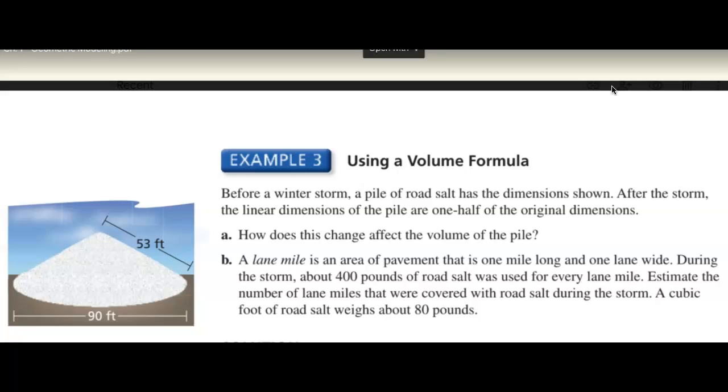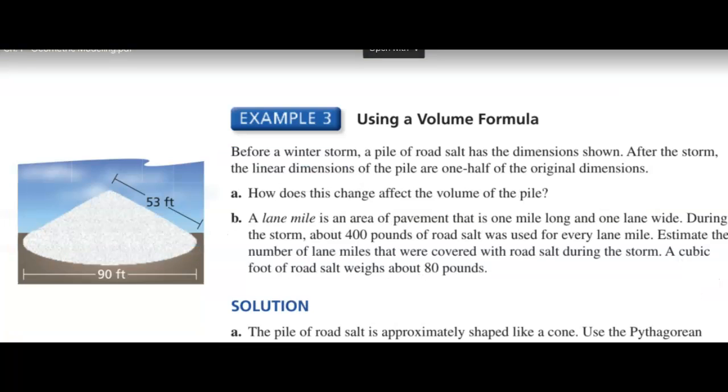That's our first question. So as you may have guessed, if we take 1/2 of the original dimensions in linear dimensions, we are not taking 1/2 of the volume of the cone. We are taking way, way more than 1/2 the volume of the cone. Our first question, which is letter A for example 3, asks, how does this change affect the volume of the cone? So we're not dealing with density quite yet. We'll deal with that in part B. But in part A, we're asked to see how this change affects the volume of the pile when we take 1/2 of the original linear dimensions.